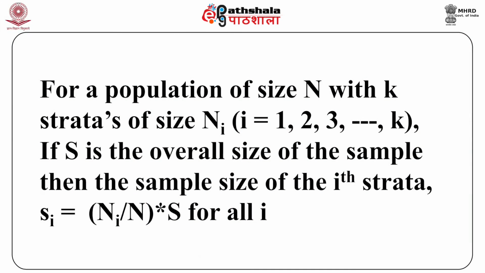In proportionate sampling, the subgroup's representation is equal and proportionate to its relative representation in the population. Specifically, in proportionate stratified sampling, for a population of size capital N, with k strata of size Ni, where i is from 1 to k, if S is the overall size of the sample, then the sample size of the ith stratum, Si, is equal to capital Ni upon capital N, into S, for all i.